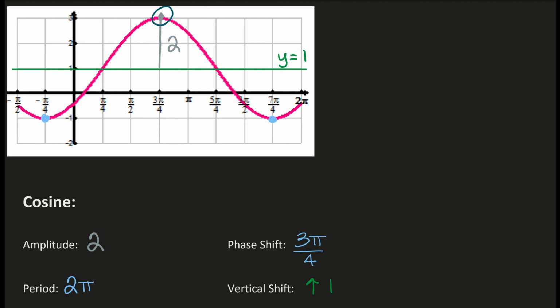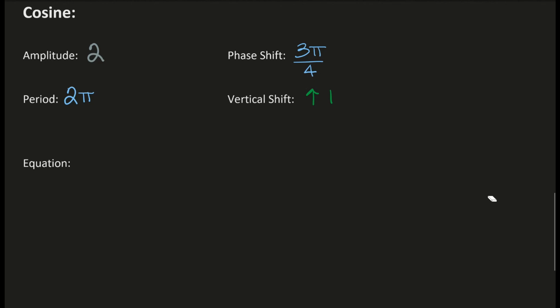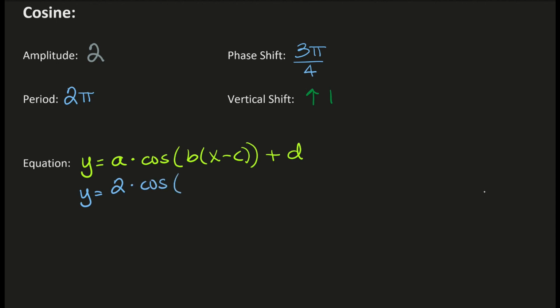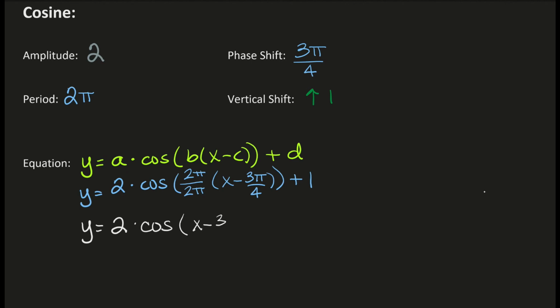Now what we'll do is we'll take these 4 components and we'll write the equation for this function as though it were a cosine graph. So our equation is y equals a times cosine of b, x minus c, plus d. So these are your 4 components. A is the amplitude. So we're going to say 2 times cosine. Remember, b is not the period. B is the horizontal dilation. We find it by saying 2 pi divided by the period. Our phase shift is 3 pi over 4. And our vertical shift was 1.